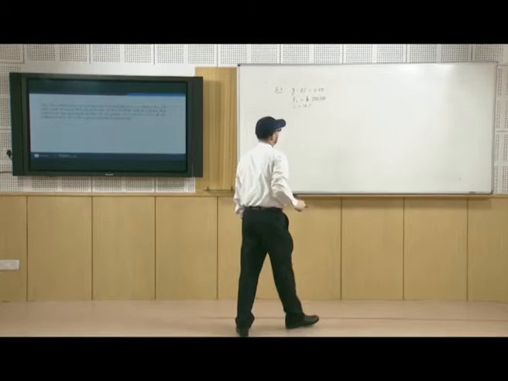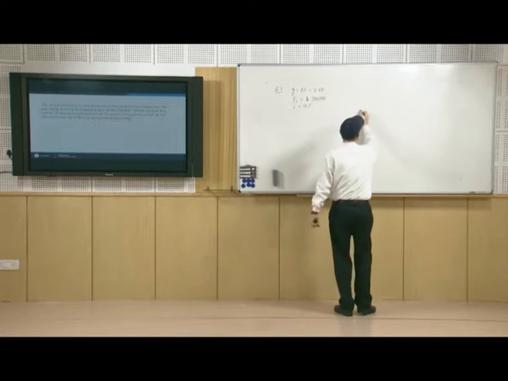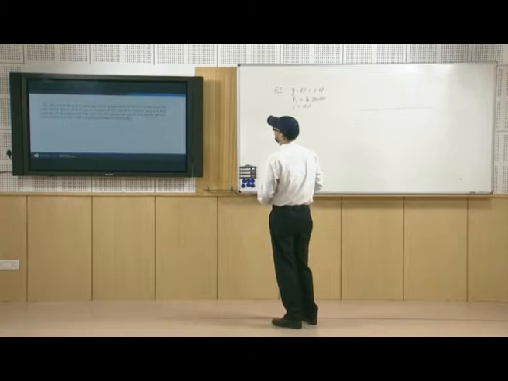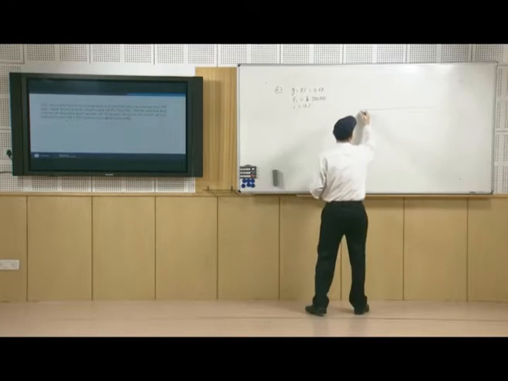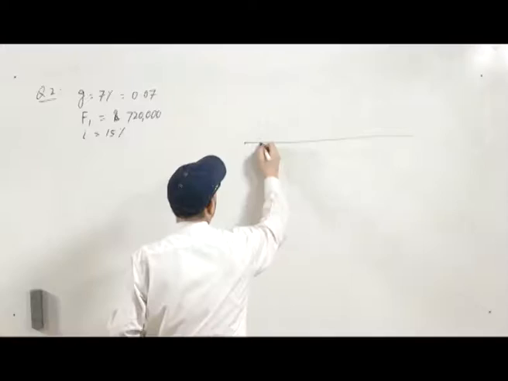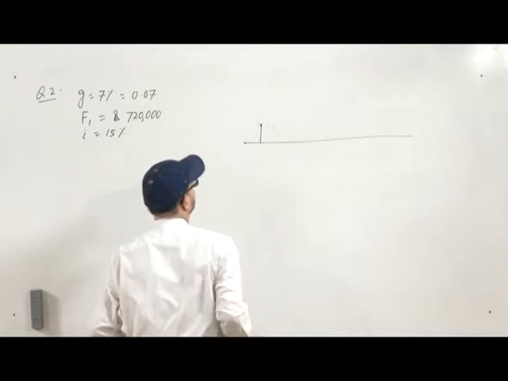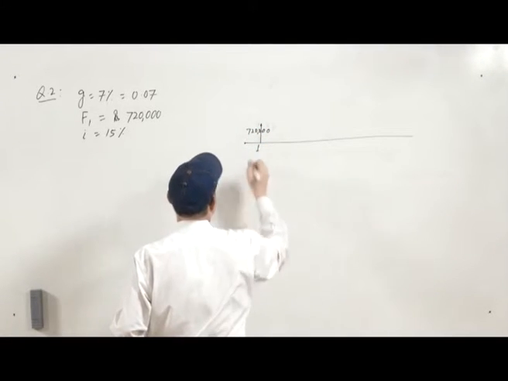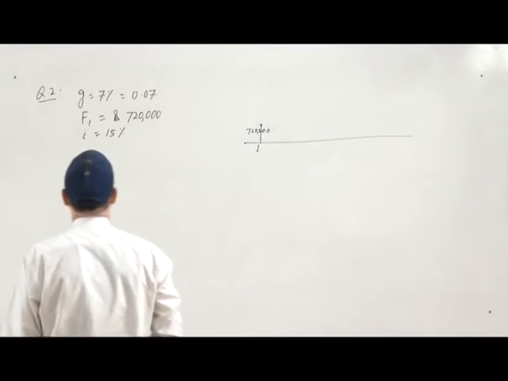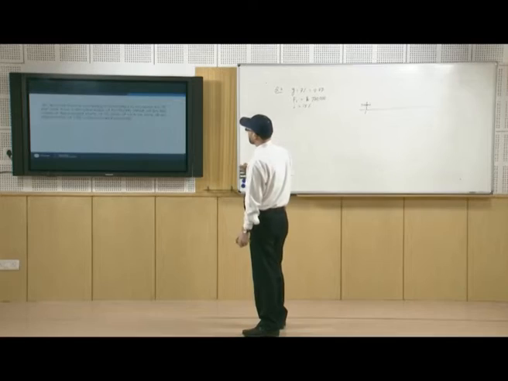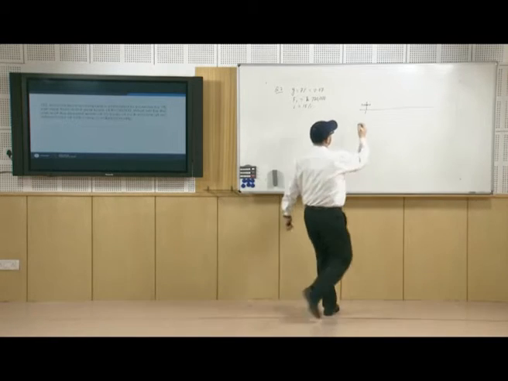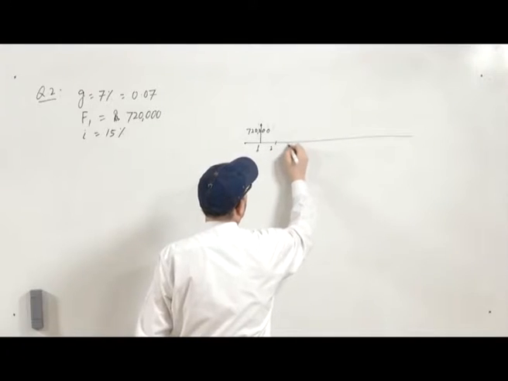So, let us see the cash flow diagram. The cash flow diagram tells that in the first year it is 720,000 and it is growing further up to 10 years.